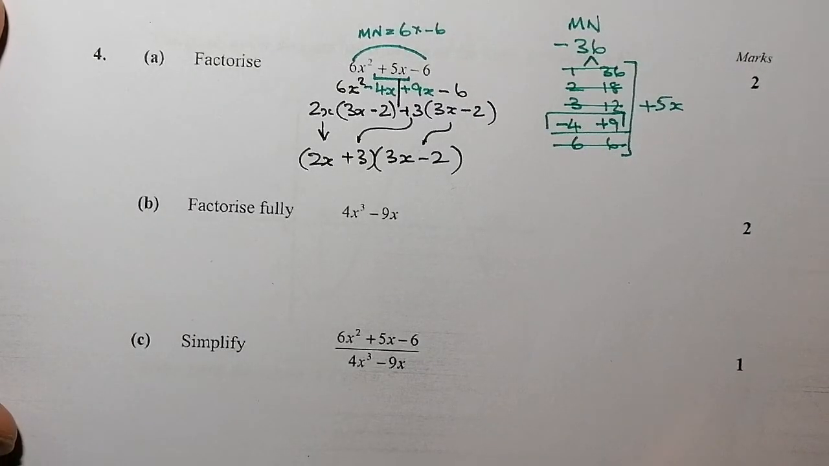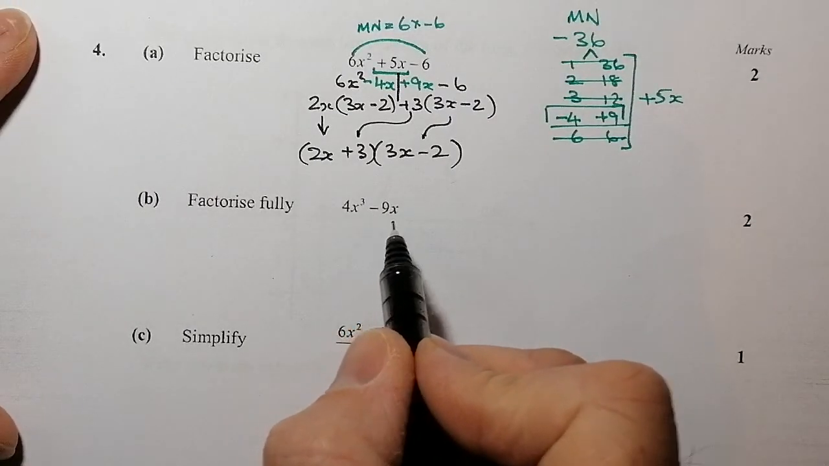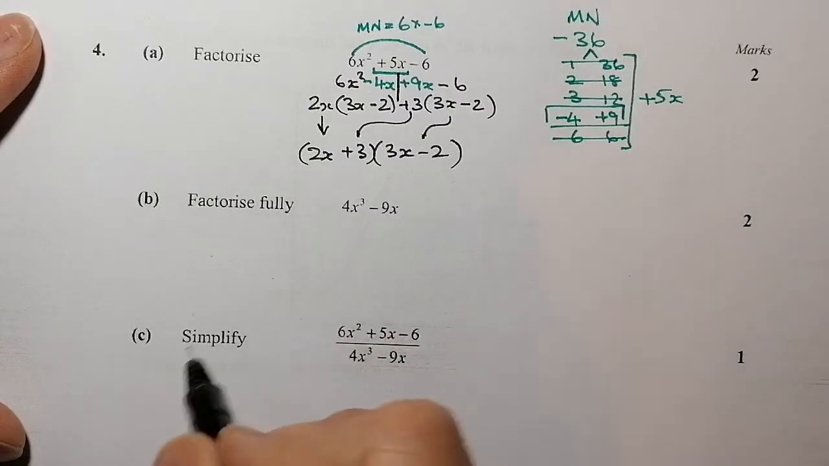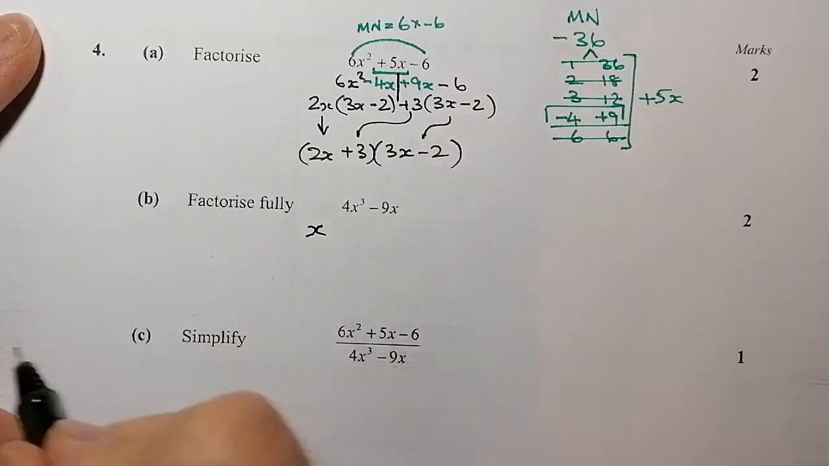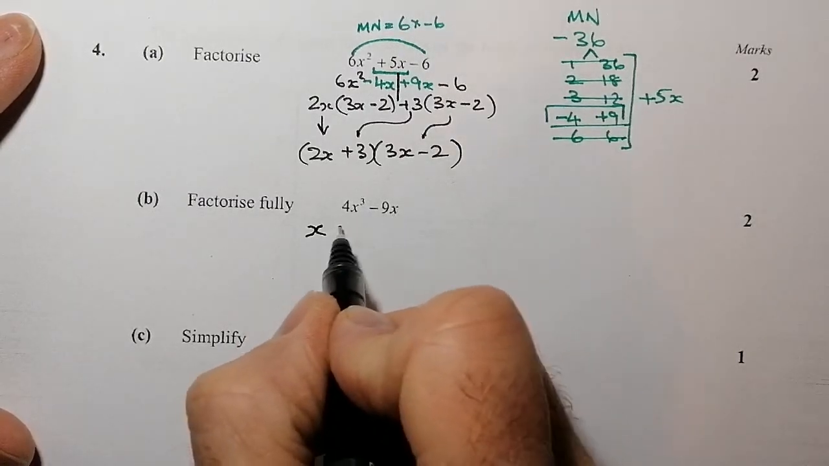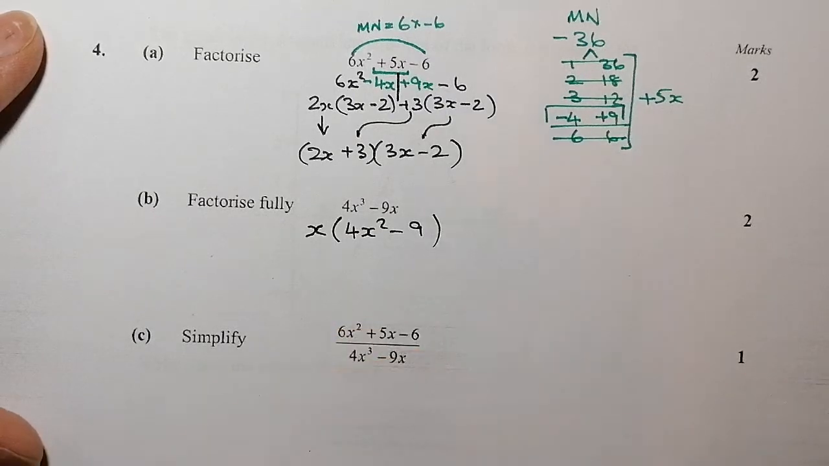Right then, so I'm going to go on to part B. So part B is 4x cubed minus 9x. The first thing I'm going to do is look for a common factor, which is the first thing we should always do when we're factorising. So x is common between the two of these terms. So x coming out, I've got 4x squared and a minus 9, okay?